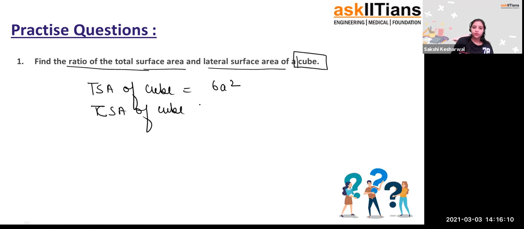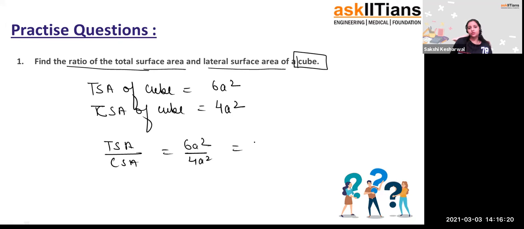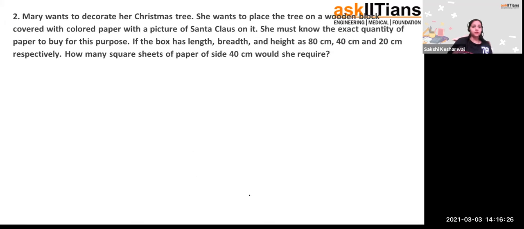The CSA of a cube is what? 4A squared, right? So the ratio of TSA upon CSA is equal to what, beta? 6A squared upon 4A squared, which is equal to 3/2, which is 3:2. That's your answer, right?